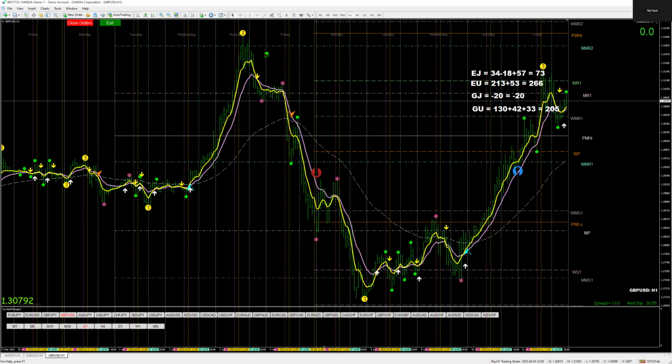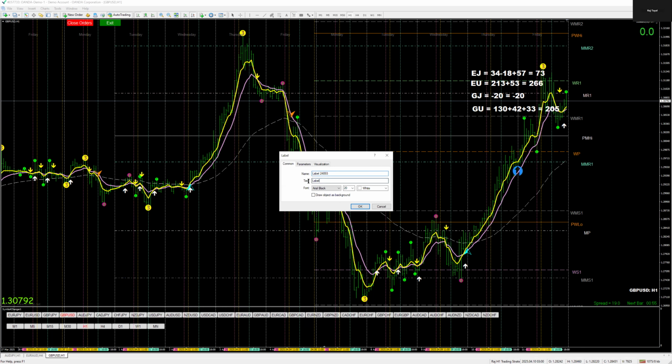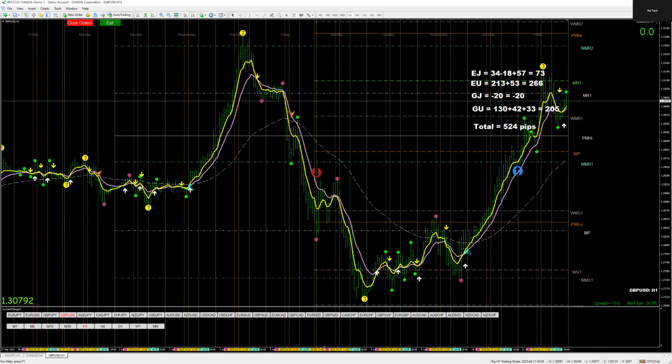So total for the week. $73 plus $266 is $339, $319, $524. For a sloppy week, that's not bad. Okay. Now, if you want to scalp, this is obviously swing trading. Let's look at the euro dollar.